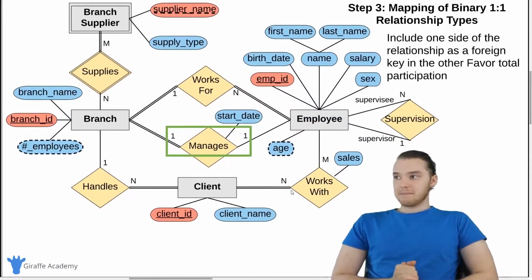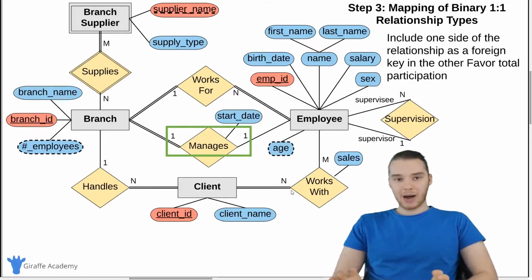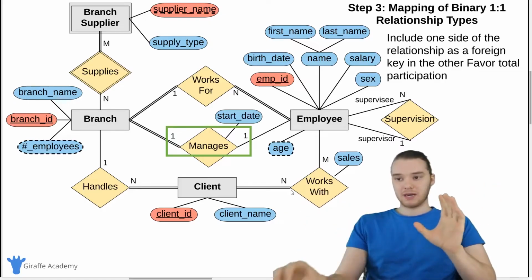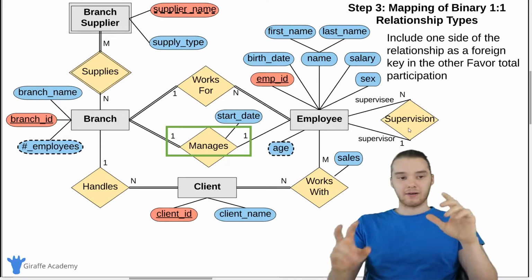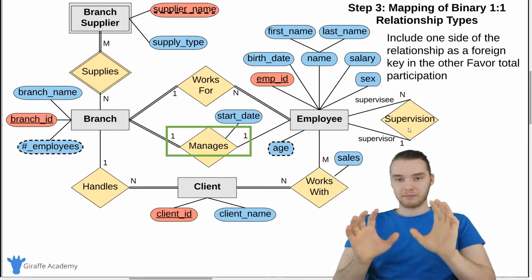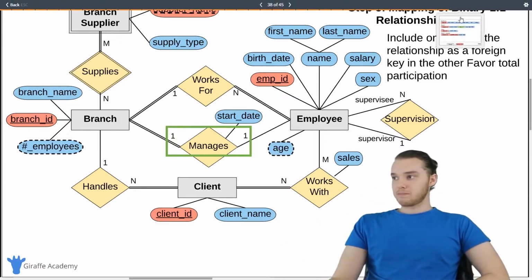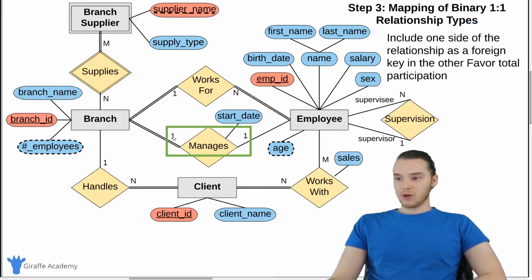So step three is the mapping of binary one-to-one relationship types. Now, a binary relationship is a relationship that has two entities participating in it. For example, all of the actual relationships up here are binary. In other words, there are two parties participating. And what we want to do is map one-to-one relationships. We only have a single one-to-one relationship here. It says manages. So a branch can be managed by one employee, and an employee can manage one branch.